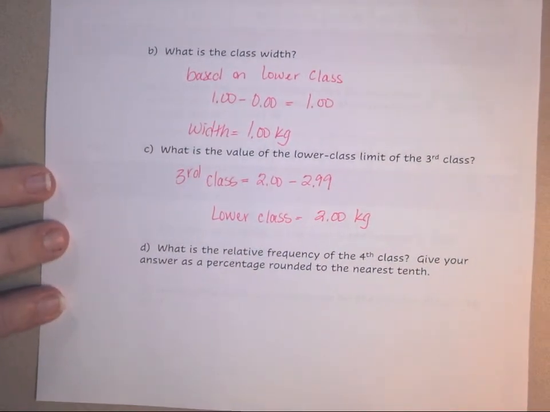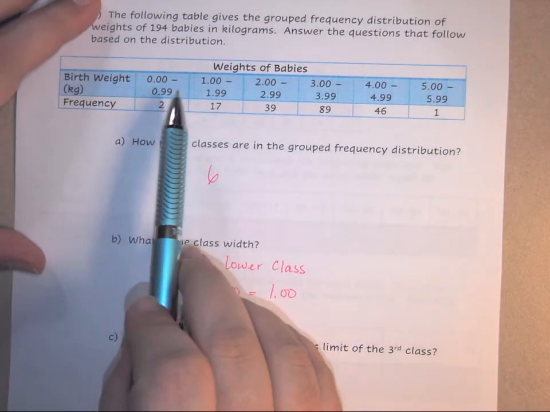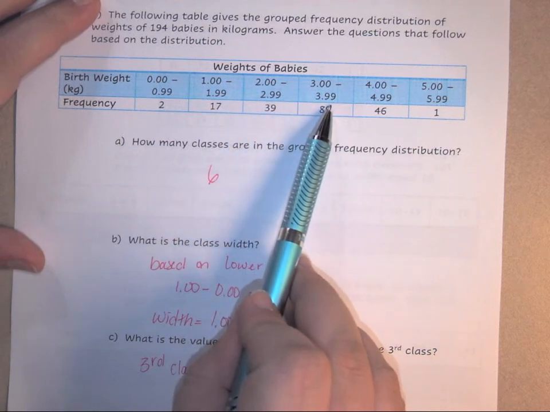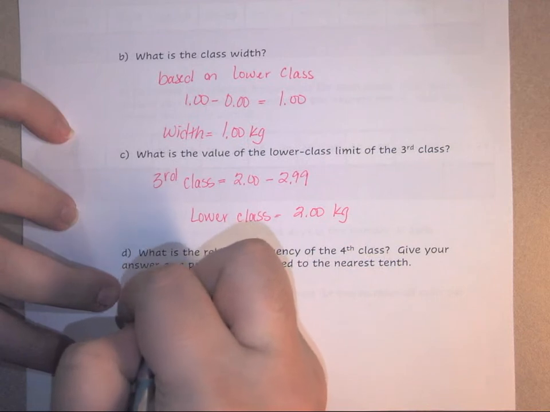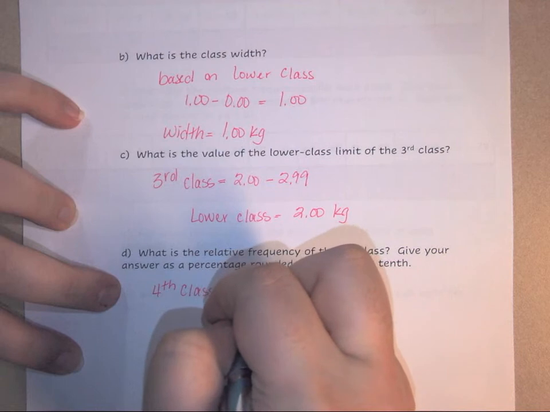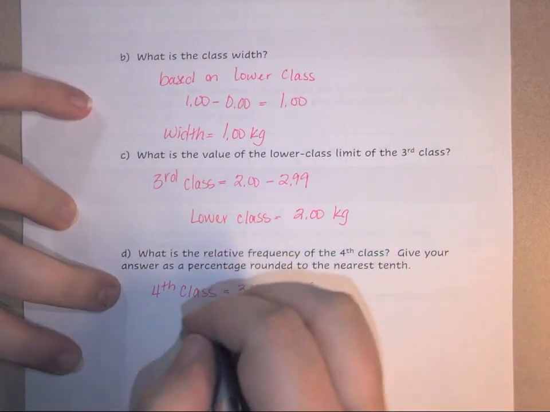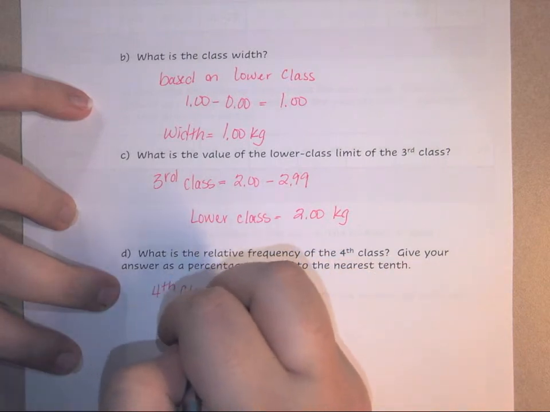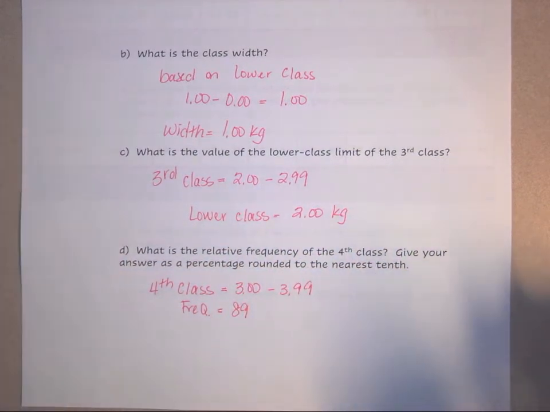The last one says, what is the relative frequency of the fourth class? Give your answer as a percentage rounded to the nearest tenth. So here I would count over 1, 2, 3, and 4. Okay. So here we are looking at that fourth class, which is going to go from 3.00 to 3.99. And in terms of frequency, it has 89 babies.